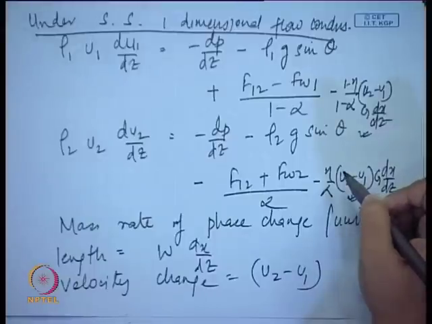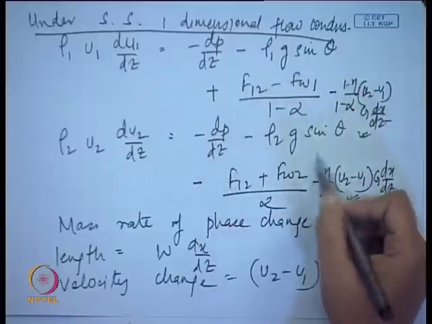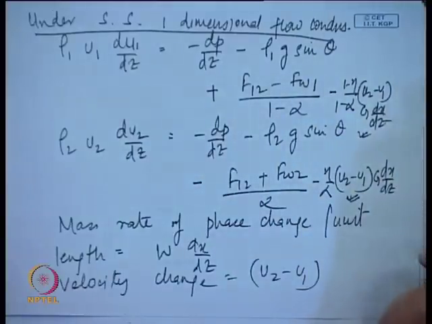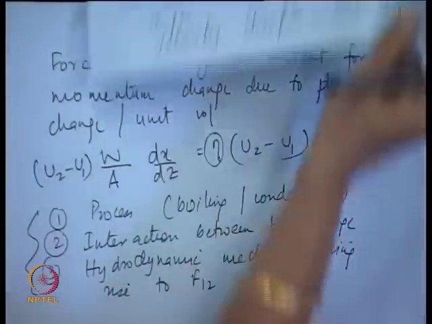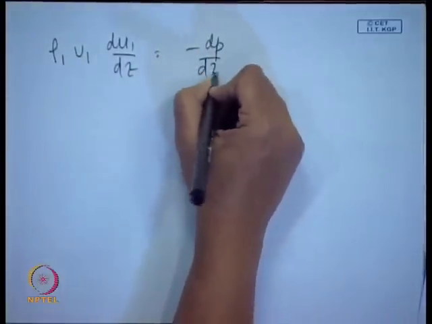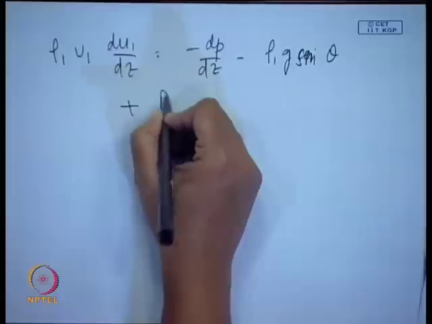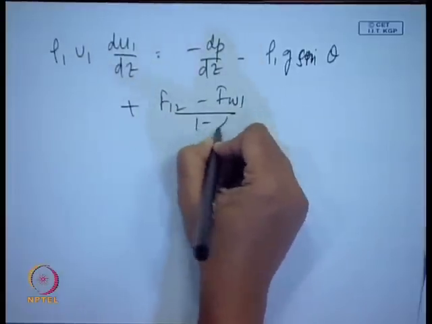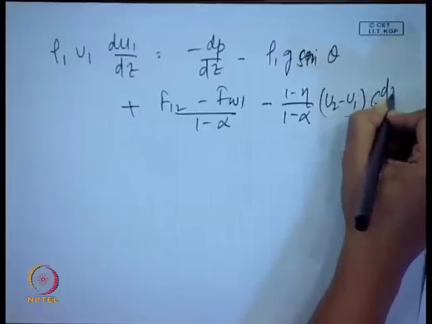But the point is, it usually tends to offer a resistance. Therefore, just like resistive forces, we have put a minus sign. This is the only reason, there is nothing else. So, if we write it down properly, the final equation which we have derived for this particular case is rho 1 u1 du1/dz equals minus dp/dz minus rho 1 g sin theta plus F12 minus F_w1 by (1 minus alpha), minus (1 minus eta) by (1 minus alpha) times (u2 minus u1) times g dx/dz.